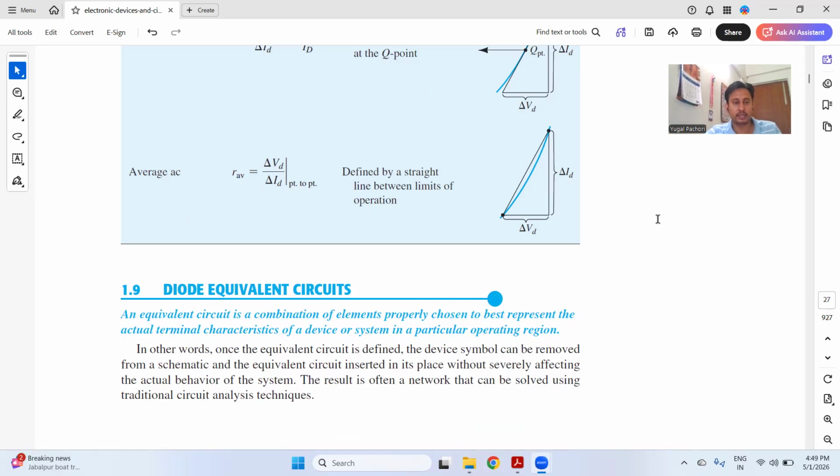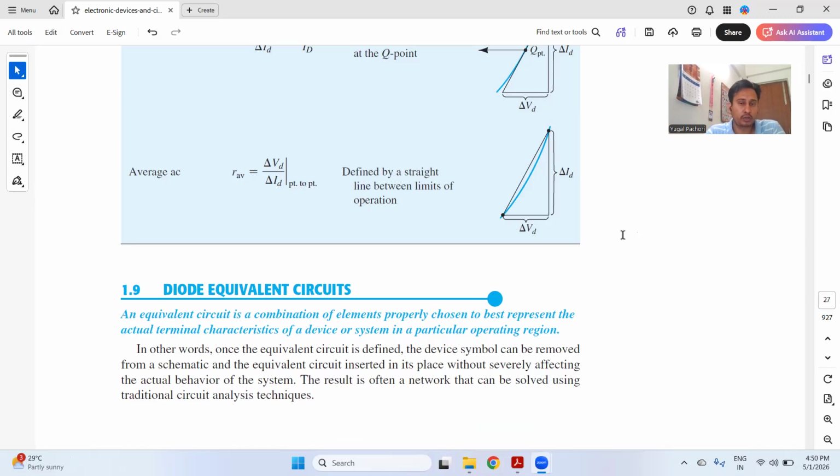Now, as you can see, I told you in the beginning, there is a particular symbol of the diode, and the symbol is of two types. One is the ideal diode, and the other is the practical diode. The practical diode has some resistance, some capacitance, and some cut-in voltage. Whereas the ideal diode has zero cut-in voltage, zero capacitance, and no resistance. So according to the practical condition, there are two types of diode.